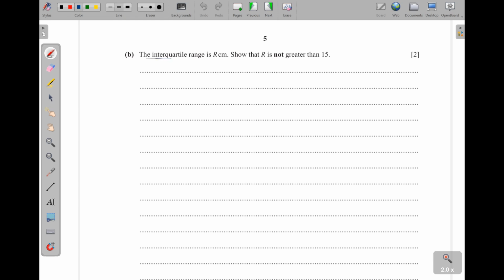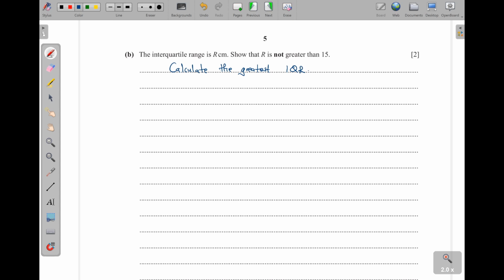Then part B, the interquartile range is R. Show that R is not greater than 5. So now here we are supposed to calculate the greatest interquartile range. Show that it's not greater than, less than or equal, so it cannot be greater than the 15. So let's just calculate the greatest IQR.